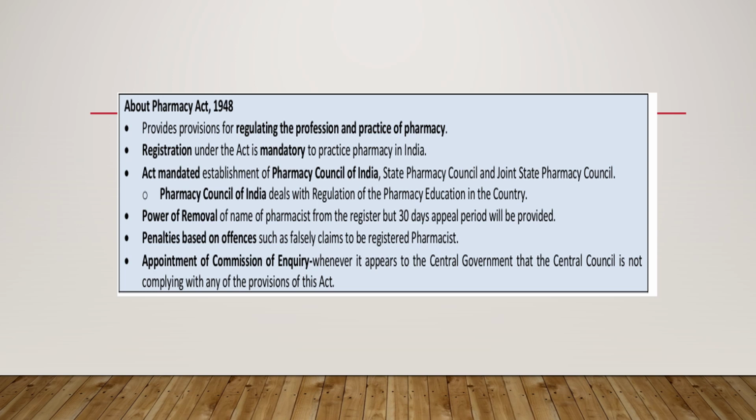About the Pharmacy Act 1948, it provides provisions for regulating the profession and practice of pharmacy. Registration under this act is mandatory to practice pharmacy in India. The act mandates establishment of the Pharmacy Council of India, State Pharmacy Council and Joint State Pharmacy Council. The Pharmacy Council of India deals with the regulation of pharmacy education in the country. There is power of removal of a name of a pharmacist from the register, but a 30 days appeal period will be provided. Also, penalties based on offences such as falsely claiming to be a registered pharmacist. So it contains the power of removal, penalties based on offences, and appointment of a commission of inquiry whenever it appears to the central government that the central council is not complying with any of the provisions of this act.